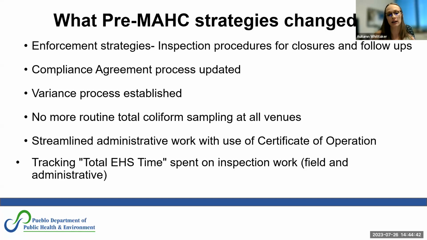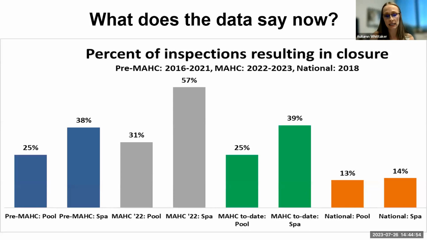And we're also tracking total EHS time that's spent on all inspection work in the field or in the office, so we get an idea of how long it's really taking us to do our inspections and where we could become more efficient. So what does the data say now? You've seen some of this data before. Scott talked about the pre-MAHC data in the dark blue, that 25% and 38%. And you've also seen these national closure rates as well, that 13 and 14%.